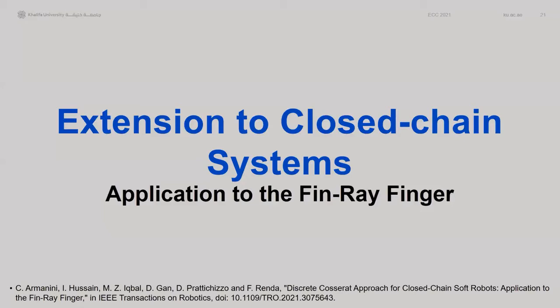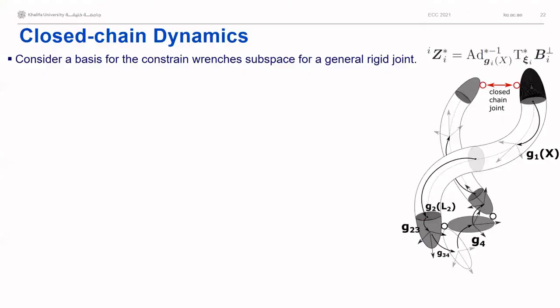Okay, I will show you now a simple extension to closed chain systems applied to a fin ray finger. So let's consider here a hybrid soft-rigid closed chain system this time. In order to model it, we first need a basis for the constraint wrench that the closed chain joint exchanges between the two bodies that are connected by it. This is a potential basis. There are, of course, infinite bases for that.